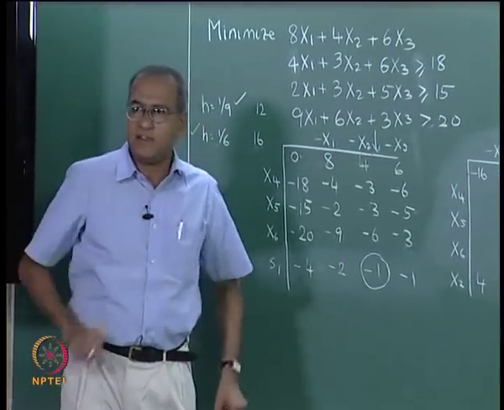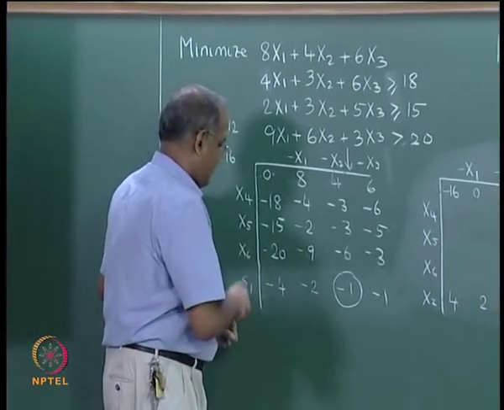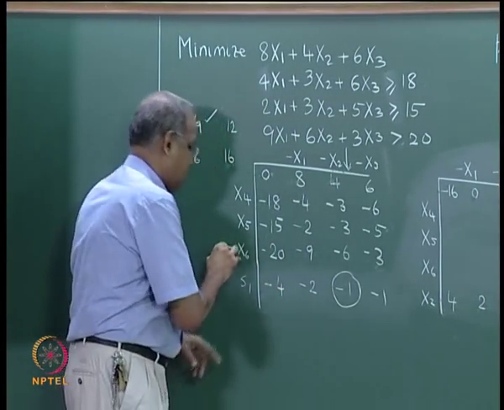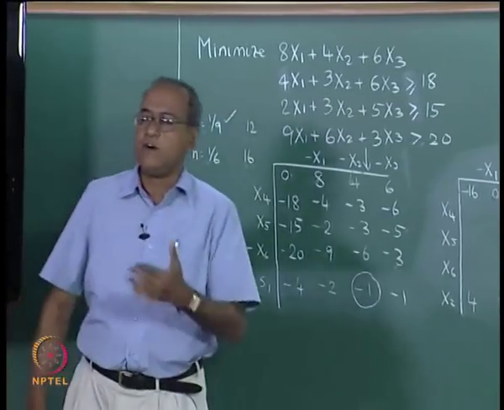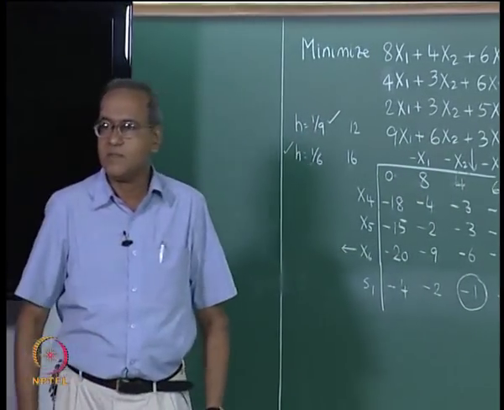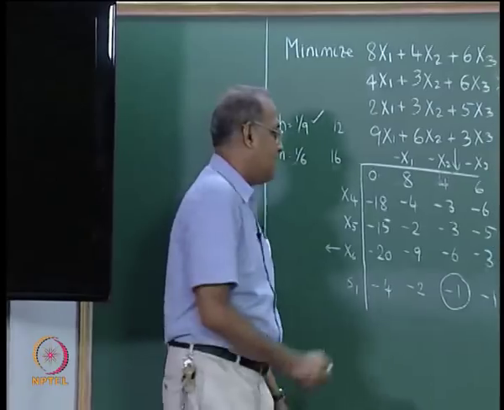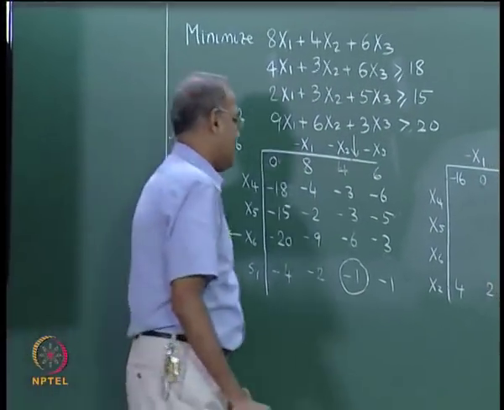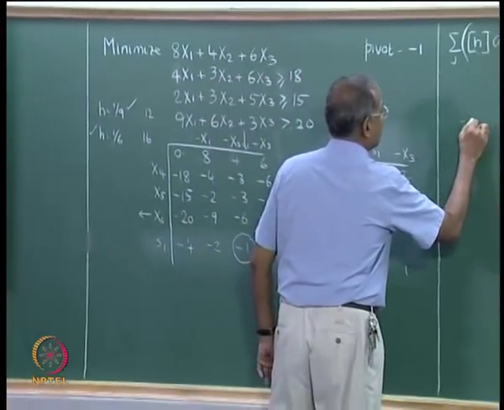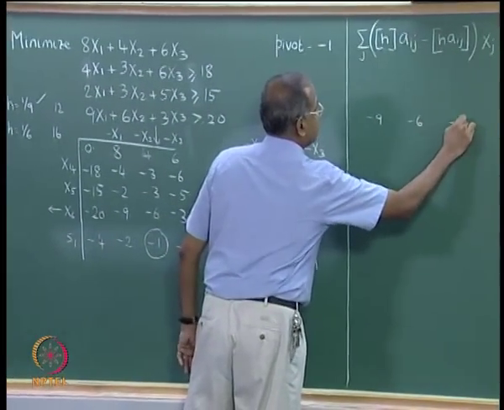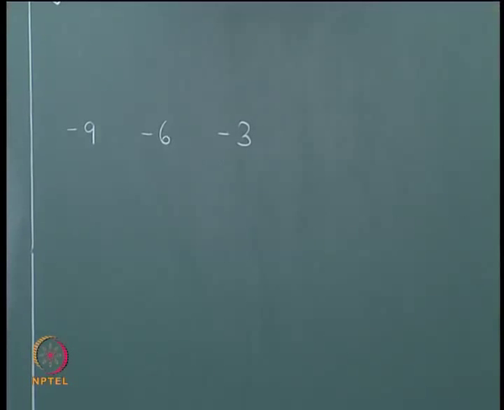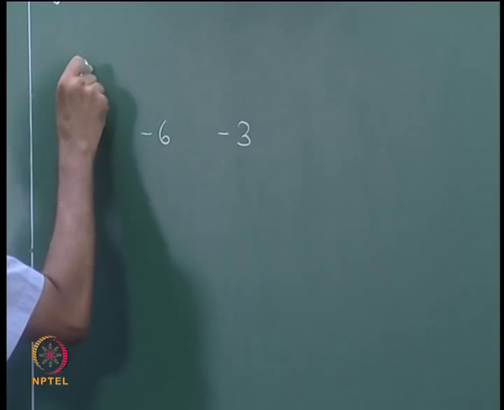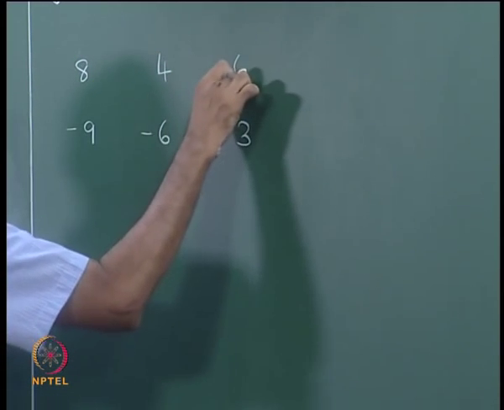Therefore, we go back and define that when we generate a source row for the all integer dual cut, we now go back and see which are all the negative elements there. So, the negative elements are minus 9, minus 6 and minus 3. Then we see what the objective function or z values are, which are 8, 4 and 6.